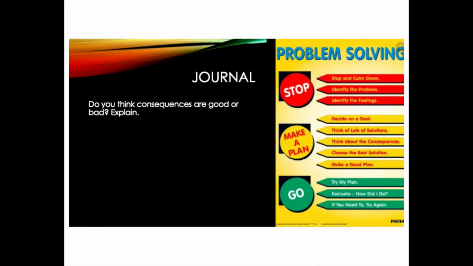Our journal for this lesson is, do you think consequences are good or bad? And I want you to explain. So whatever your answer is, if you think they're good or bad, explain why you think that. As usual, you will see a screen on the next slide, and once that bar turns completely red, our time for journal is up and we will move on with the lesson.